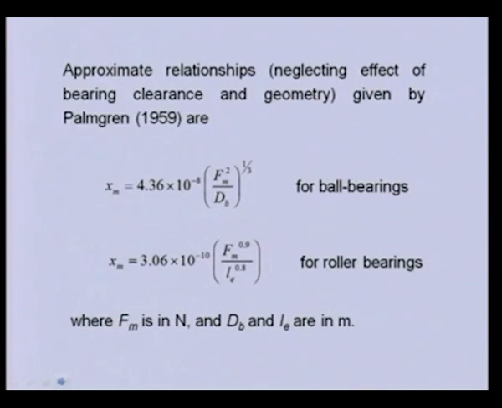The same relation is given by Palmgren. These are approximate relationships in which we neglected the bearing clearance and geometry. So similar relations are provided based on experiment. So these can also be used, where dB is the ball diameter, L is the effective length of the roller. So this is for ball bearing and this is for roller bearing.